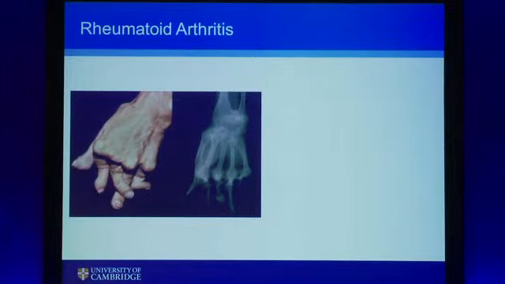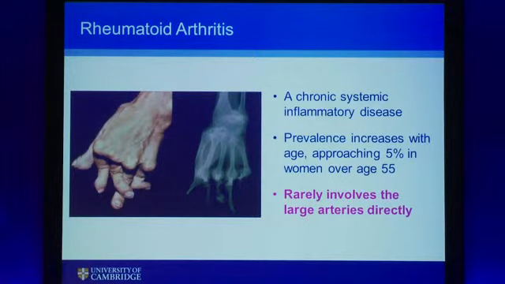So we swapped and looked at rheumatoid arthritis. And we chose this because it's a common disorder, so it's not difficult to get patients, and it's a chronic inflammatory disease, which rarely involves the large arteries in the disease process. It seems to be driven at a synovial level.